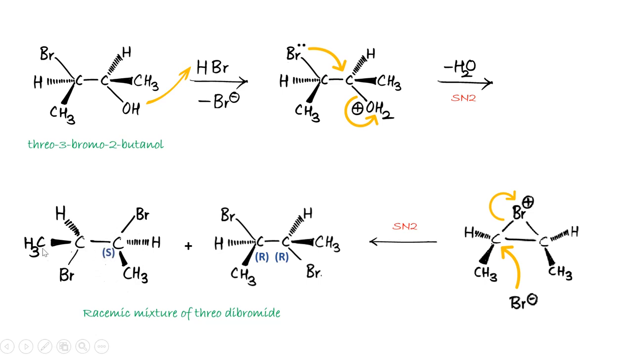For this chiral carbon, Br has first priority, this whole group has second priority, and CH3 has third priority. Again, it's showing S, that is an anti-clockwise direction. So again, its stereochemistry is S. So finally, we are getting an equimolar mixture of RR and SS enantiomers. That is the racemic mixture of threo dibromides. Here we are doing the threo 3-bromo 2-butanol reaction with HBr. As Br is acting as a neighboring group participant, after the NGP reaction we get the racemic mixture of threo dibromides.